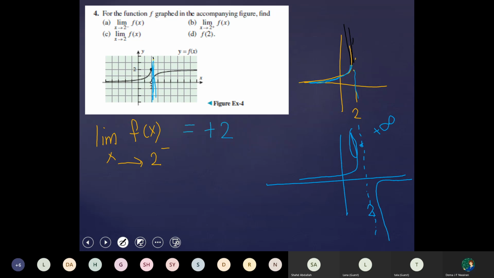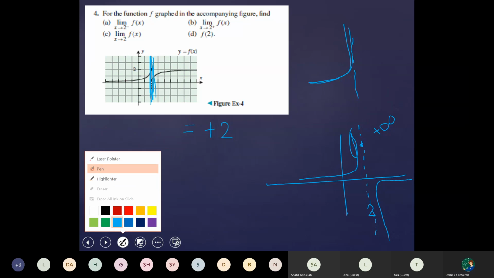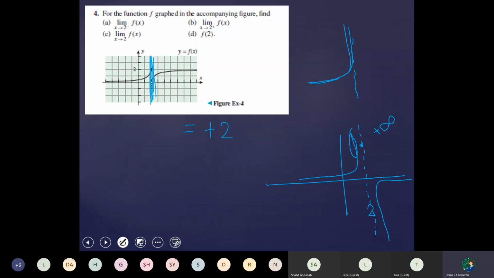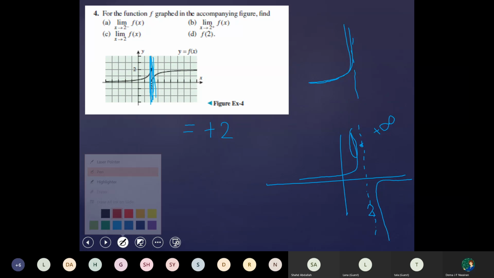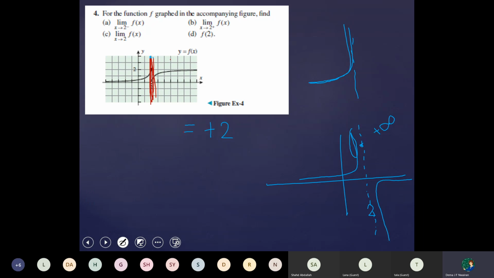But here now, in this graph, it comes like this. It starts from a point. If you draw a line on it, this point intersects the line of 2. Because it is intersected, I will say that the answer is positive 2.